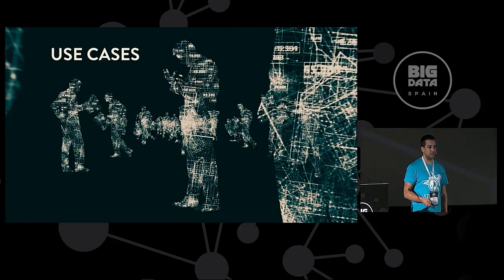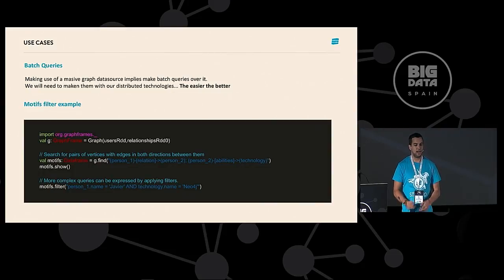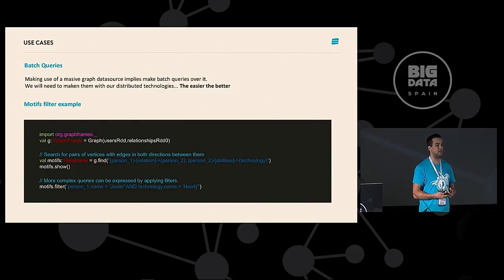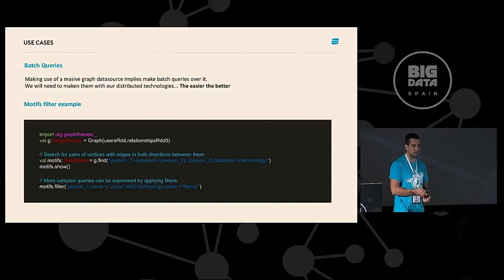The use cases we have covered in this solution, this environment, are the batch queries. We are dealing with a massive data set, so we need to be able to create massive queries. We need to move all this information and extract information from it, so the easier, the better. That's why we have chosen DataFrames, because DataFrames offer us, as you can see at the bottom of the slide, a way to create pattern queries. It's quite easy. You just define the concept, the relationship, and another concept. You can change them, and of course, you can filter the result. We will see it later.